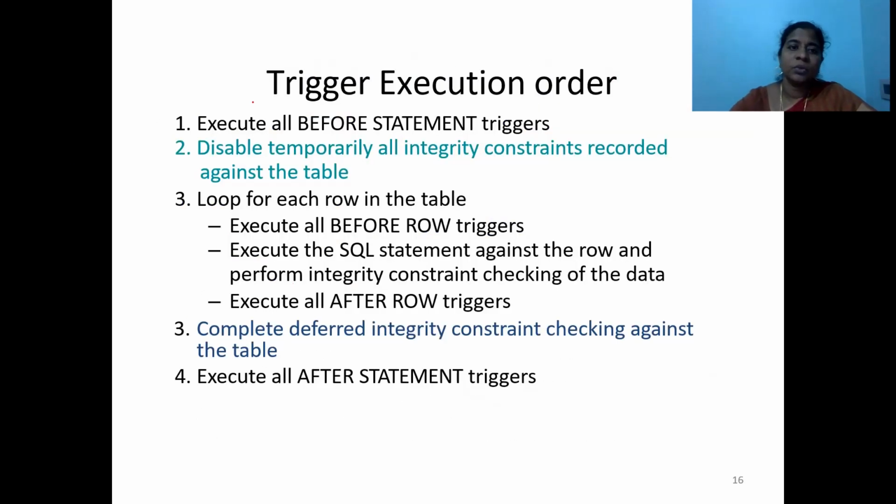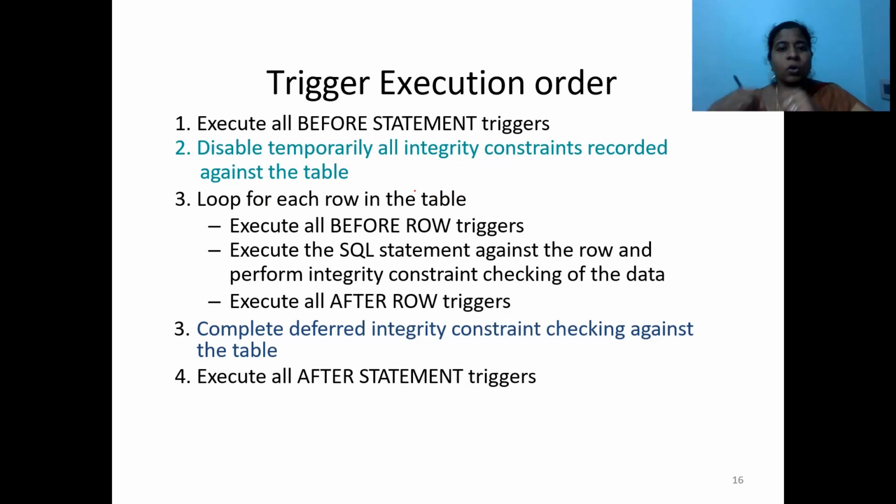And the trigger execution order is, you execute all before statement triggers. First, whenever there is a before condition, that will be executed, and temporarily disable all integrity constraints recorded against the table. Then loop for each row in the table.